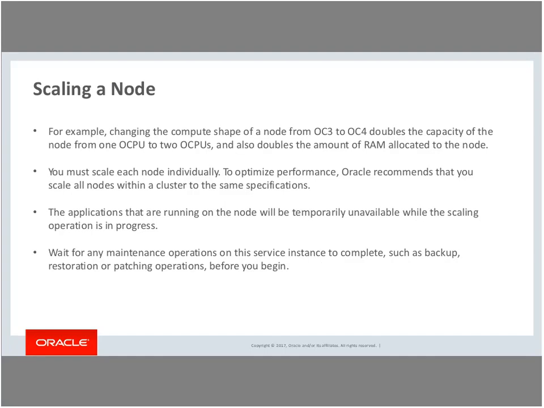The applications that are running on the node will be temporarily unavailable while the scaling operation progresses. It puts the instance in a configuration state, then does the respective scaling operation, and then brings the service instance back as it was before. So again, you cannot do this operation if the service instance is in maintenance mode. Check the status and make sure it is not doing any backup, restoration, or patching operations.